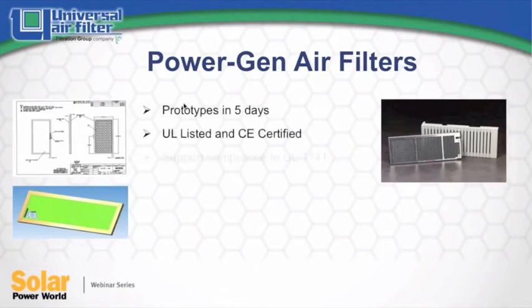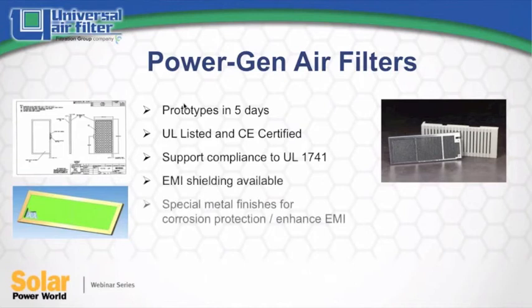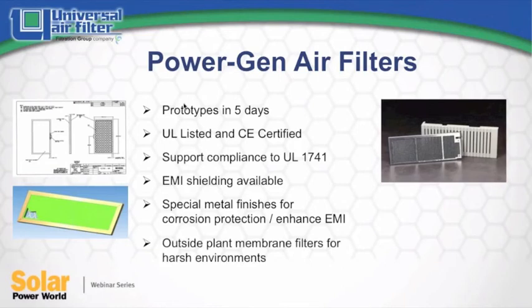So when it comes to replacement power gen air filters, it helps to get full-scale samples to do fit checks and do part number checks before making a big purchase. On the other hand, physical prototypes are also mandatory for new product development projects. Make sure your replacement parts are OEM approved, UL listed, and support compliance to the UL 1741 inverter standard. Don't forget other features like EMI shielding, corrosion protection finishes, and OSP membrane filters for harsh coastal environments.